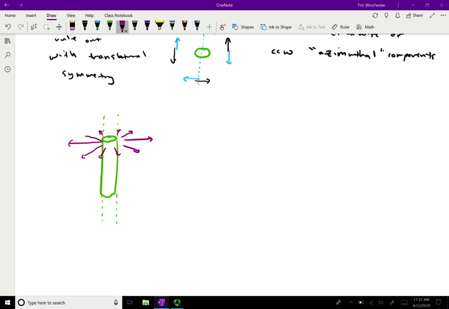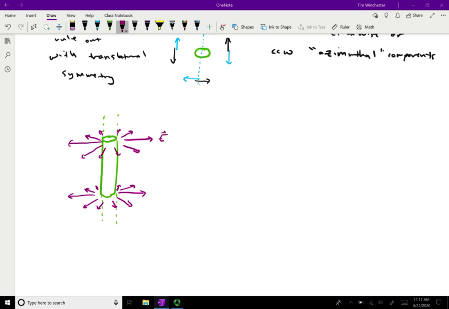And I know that at other places along the rod it has to look just like that. So I'll draw another spot over here. Radially away, like that. Okay. We know that's what the electric field has to look like just from the symmetry argument.